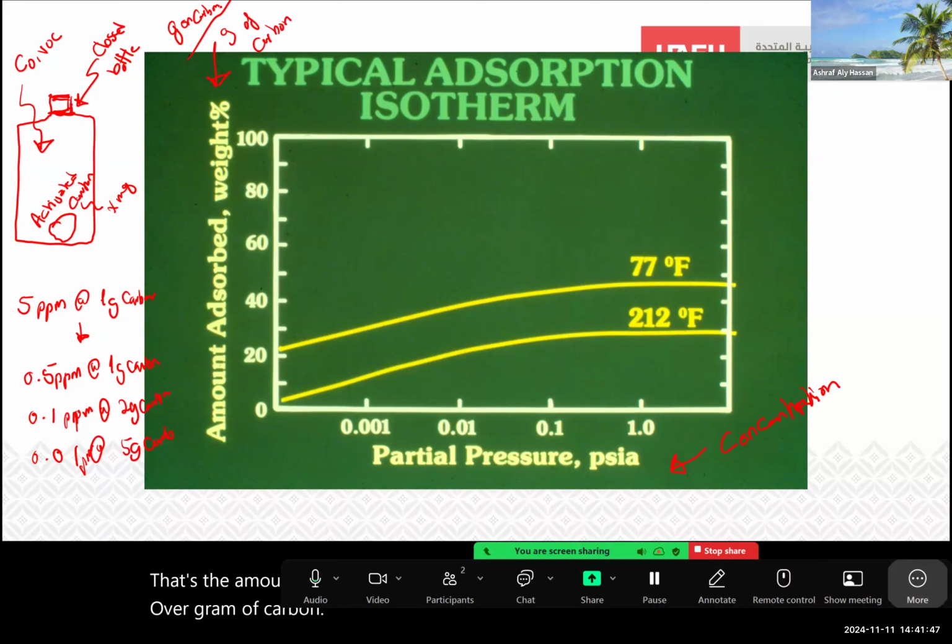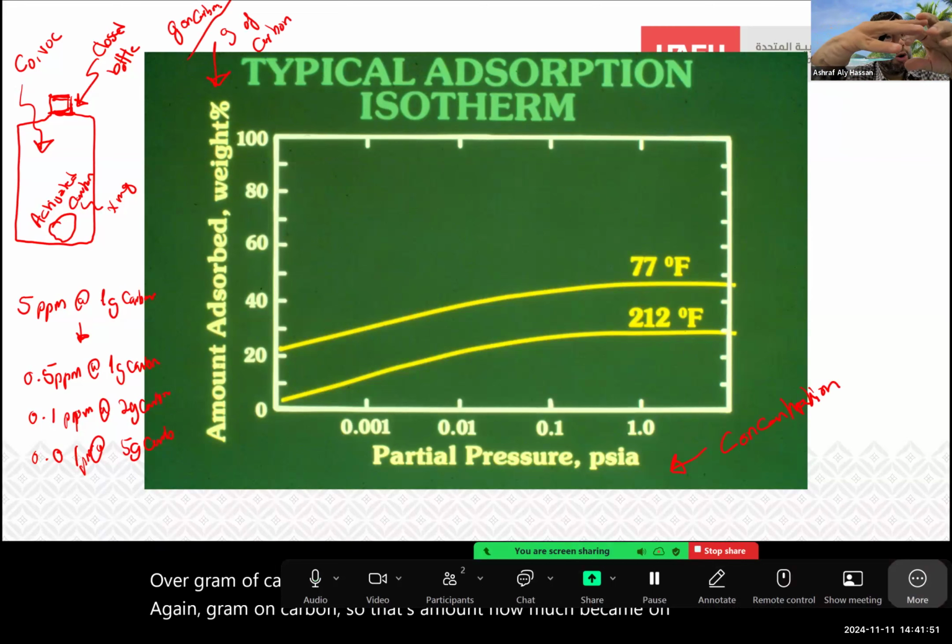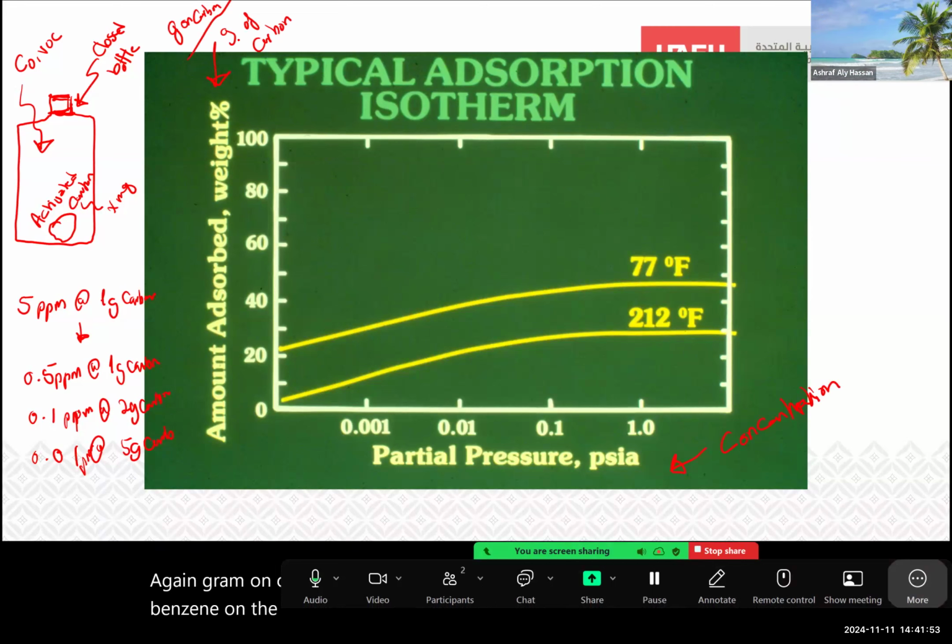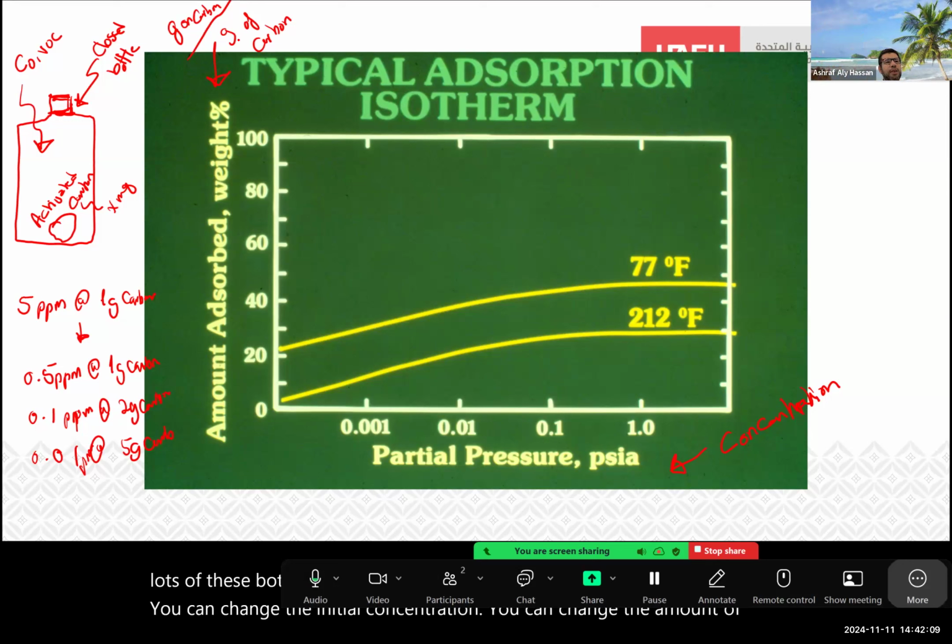Again, gram on carbon. So that's the amount, how much benzene became adsorbed on the carbon, over the gram of the carbon itself, how much you started with. So you do this by doing a series of experiments. You have lots of these bottles. You can change the initial concentration. You can change the amount of carbon. And you run them all at the same time. And then you leave them to reach equilibrium.